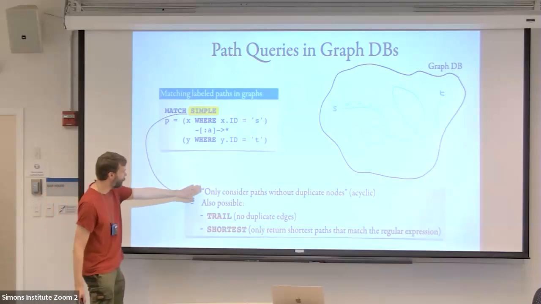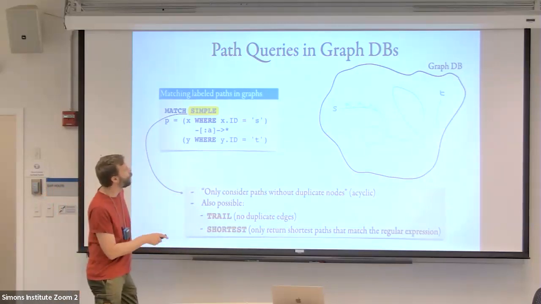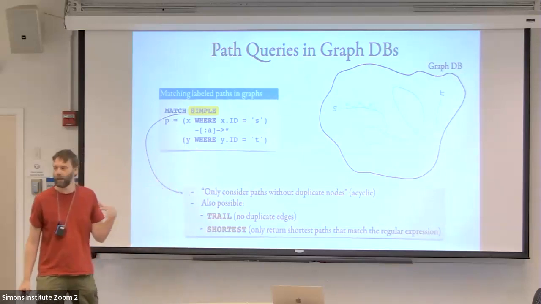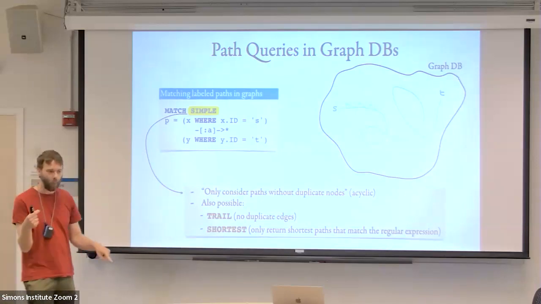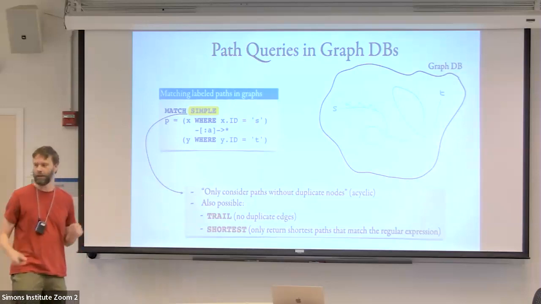Right. And then the difference between trail and simple, just a few words about this. So the thing that I've drawn here, if this thing is just a node and this thing is also just a node, then the path that you're seeing here is actually a trail, right? So a trail can visit nodes twice as long as you're not going through the same edge twice, it's fine.